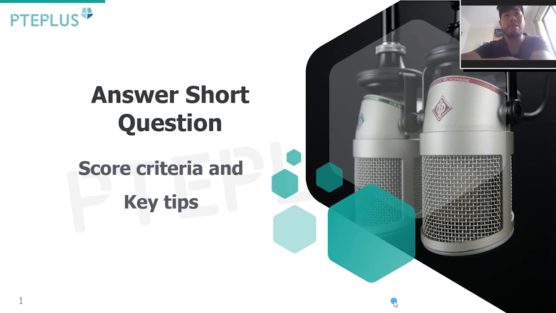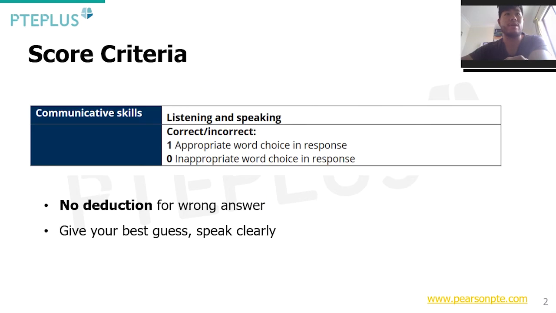The main topic for this lesson is answer a short question. In particular, we're going to be having a look at score criteria as well as some key tips to help you navigate through this question type. So let's get started with having a look at the score criteria.